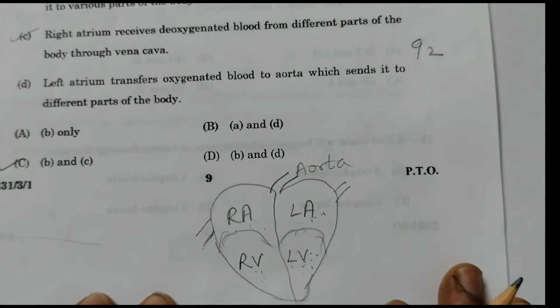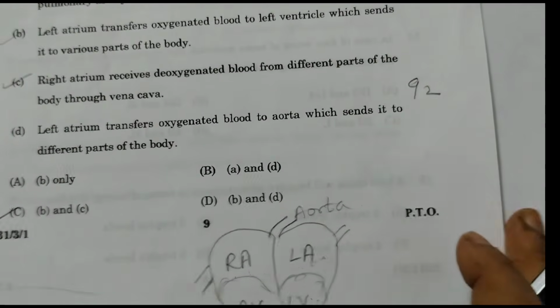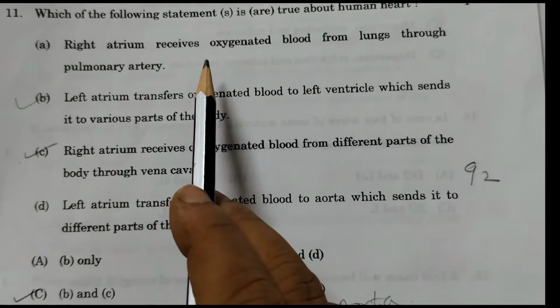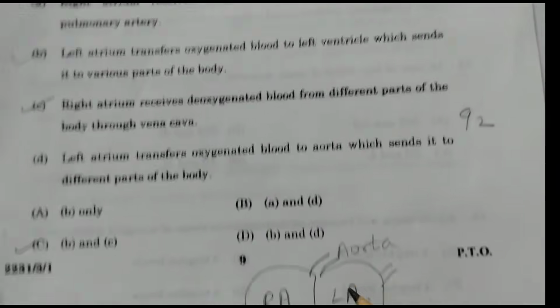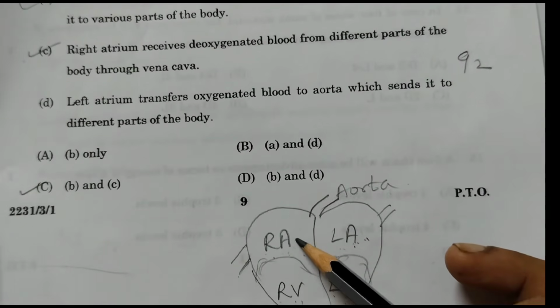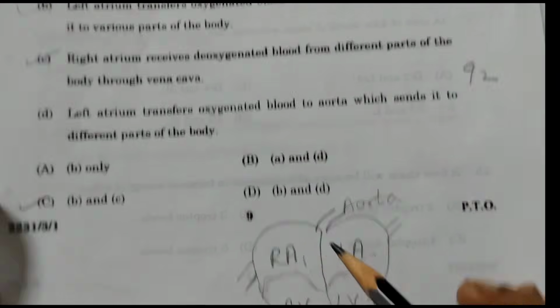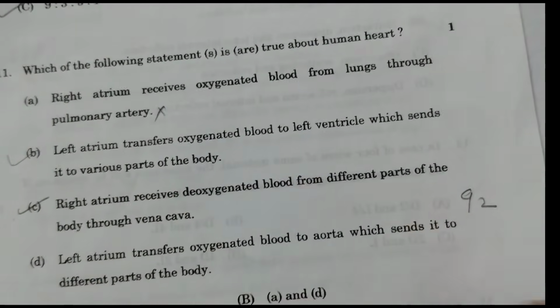So this is how basically your heart pumps the blood, right? Now we'll see the options. Right atrium receives oxygenated blood. This is right atrium. It receives oxygenated blood from lungs. That is not true because this portion of the heart receives impure blood from the body. So this option is not correct.